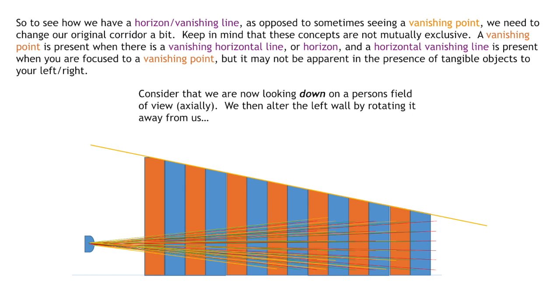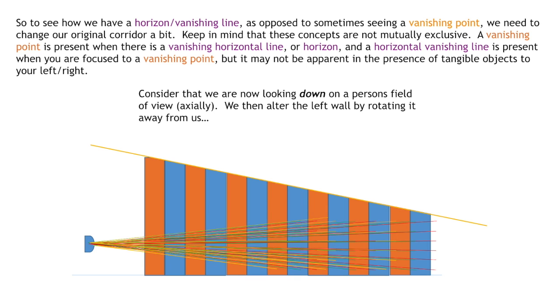So to see how we have a horizon or a vanishing line as opposed to sometimes seeing a vanishing point, we need to change our original corridor a bit in order for this to become a little more apparent. So keep in mind that these concepts are not mutually exclusive. A vanishing point is present when there is a vanishing horizontal line or horizon, and a horizontal vanishing line is present when you are focused to a vanishing point, but it may not be apparent in the presence of tangible objects to your left or right.